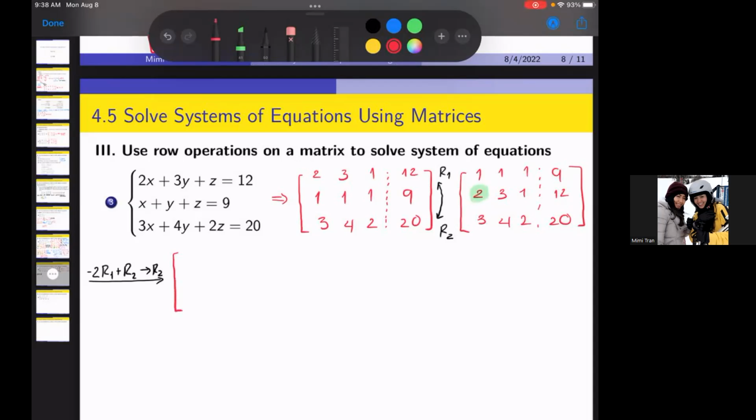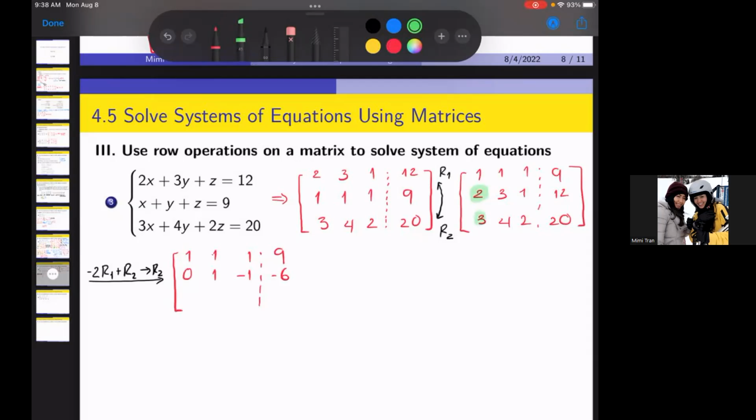So row one is the one being multiplied. I'm going to rewrite that. 1, 1, 9. All right, row two changing. So negative 2 times 1 is negative 2 plus 2 is 0. Negative 2 times 1 is negative 2 plus 3 is 1. Negative 2 times 1 is negative 2 plus 1 is negative 1. Negative 2 times 9 is negative 18 plus 12 is negative 6.